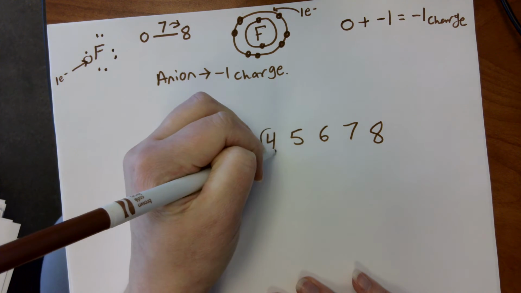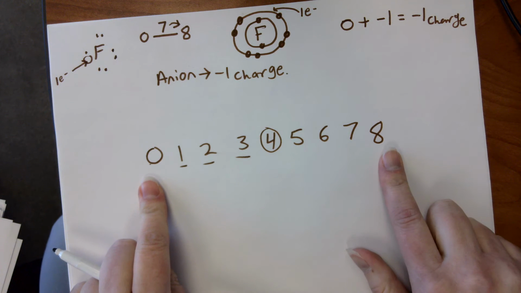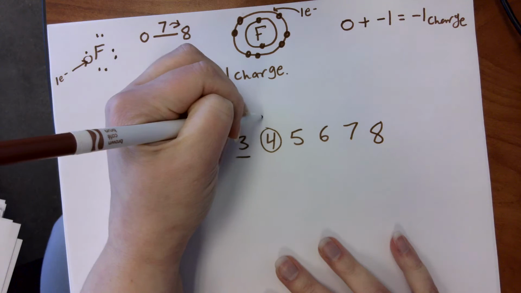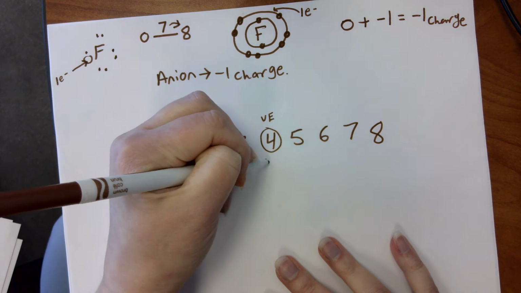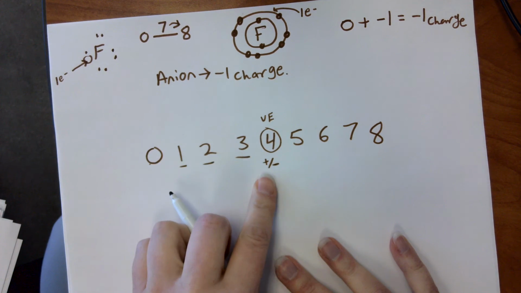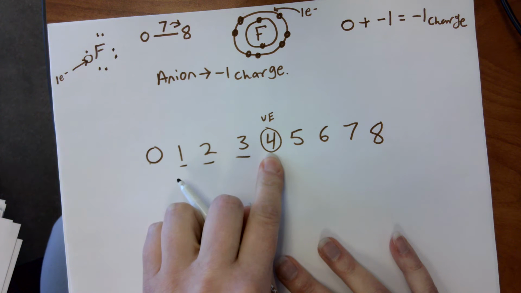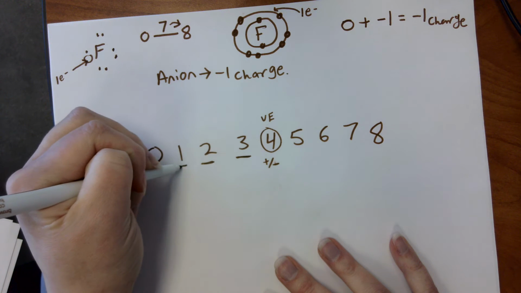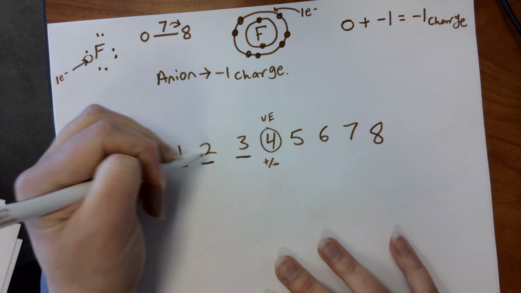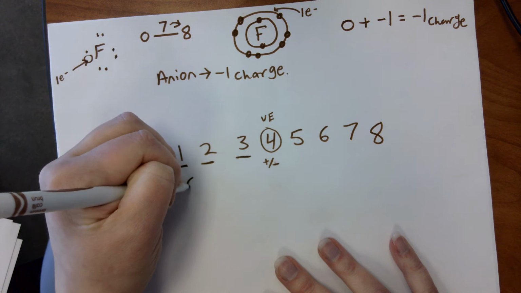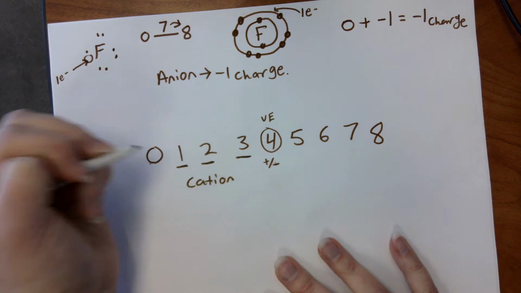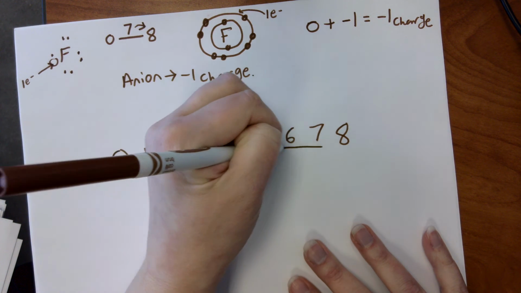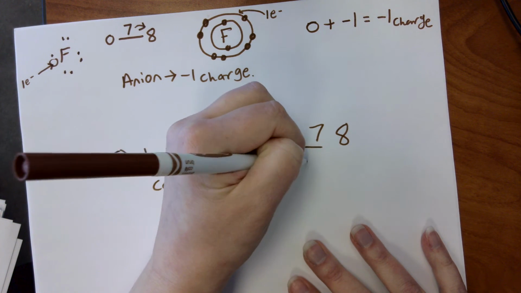4 is in the middle between 0 and 8. So the elements with 4 valence electrons can be either plus or minus. These are kind of strange because they're in the middle. But these with 1, 2, and 3 valence electrons typically are going to become cations, and those with 5, 6, and 7 will want to become anions.